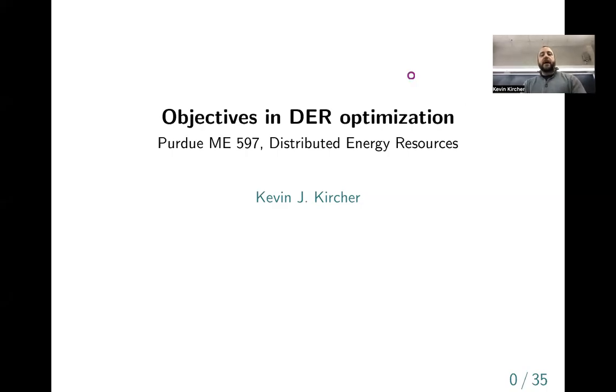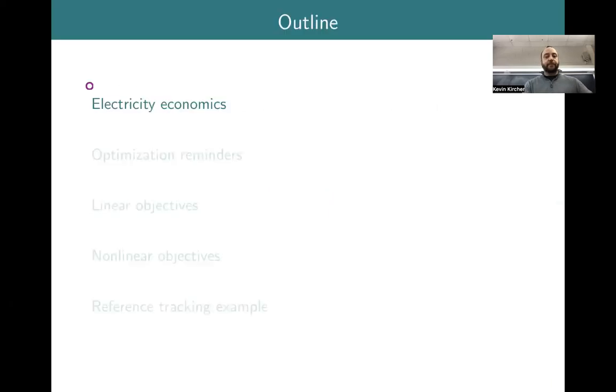Today we're going to be talking about basically what is the point, right? What are the objectives that we care about when we are optimizing for the operation or the design of a distributed energy resource or a collection of DERs. So this will tie together, I hope, some of the more conceptual material that we learned about convex optimization and optimization in general over the last few weeks, and then make it a little more concrete in the context of the DERs that we've been learning about.